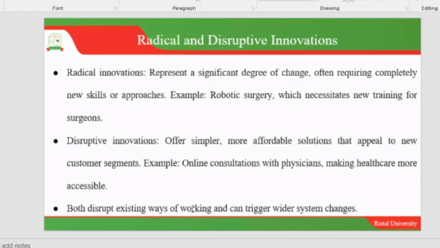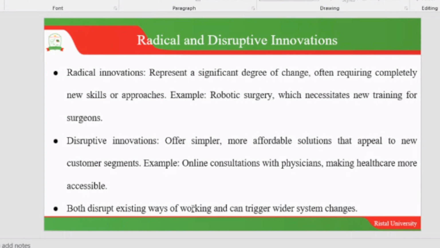So radical innovations can also be compared to disruptive innovations. Both the radical and disruptive exist. They both disrupt existing ways of working and can trigger wider system changes. But when you look at radical innovations, like we had said, they represent that significant degree of change. It is always enormous or big, often requiring completely new skills or approaches.